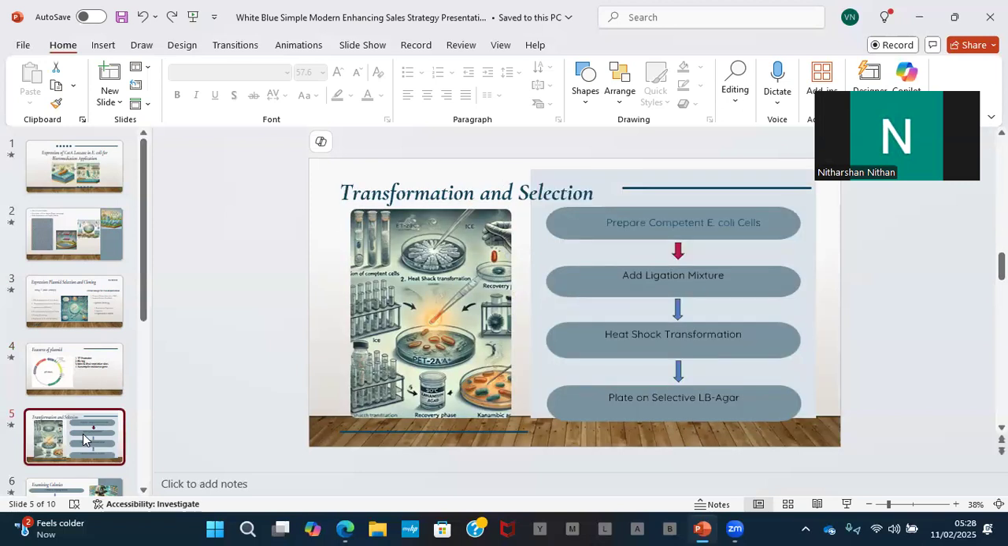Transformation and selection. First, prepare the competent E. coli cells. Here, keep cells on ice to maintain their competence. Then add the ligation mixture and incubate on ice for 30 minutes to allow DNA uptake. Then heat shock transformation and plate on selective LB agar. Here, only colonies with pET28a plus will survive.